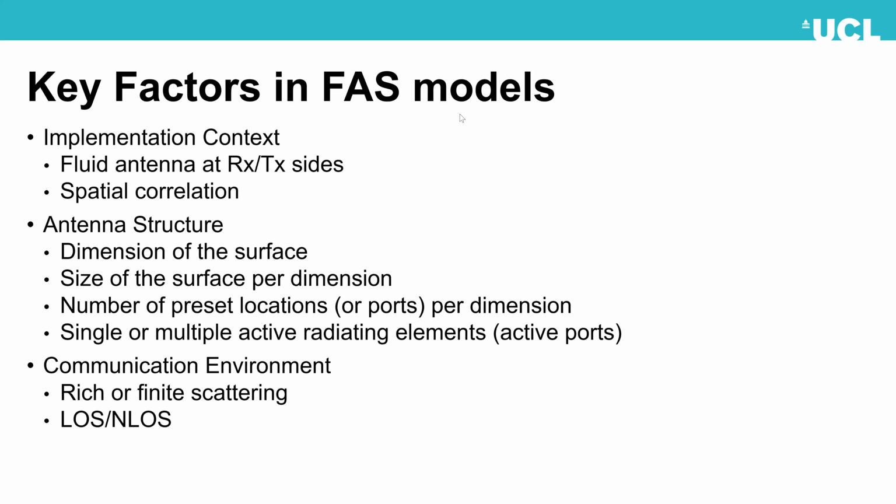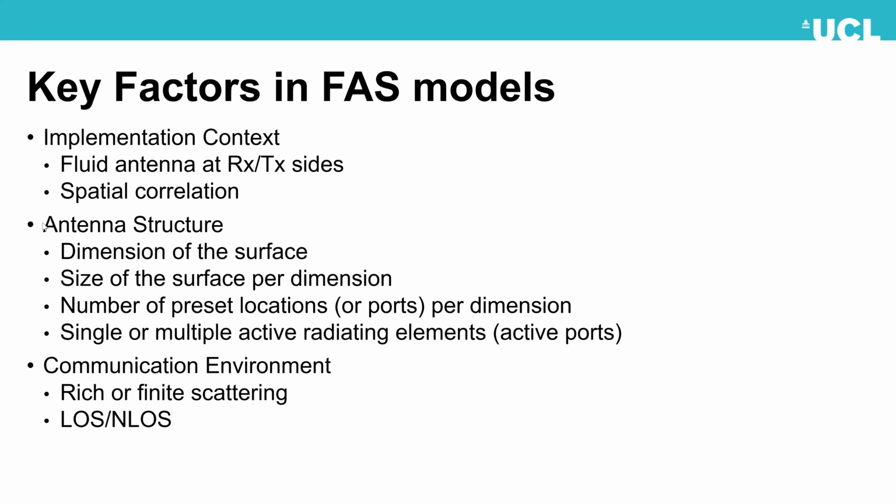So in the system model, it is very important to consider the implementation context. For example, if the fluid antenna is implemented at the receiver side, then we need to consider the spatial correlation at the receiver. And this is because the preset locations of the radiating elements or ports in fluid antenna system can be arbitrarily close to each other. Okay, and conversely, if the transmitter is equipped with a fluid antenna, then the spatial correlation at the transmitter becomes crucial.